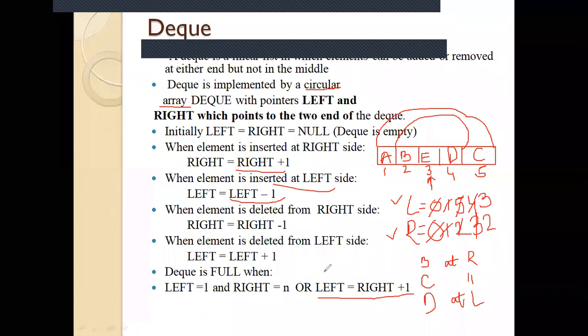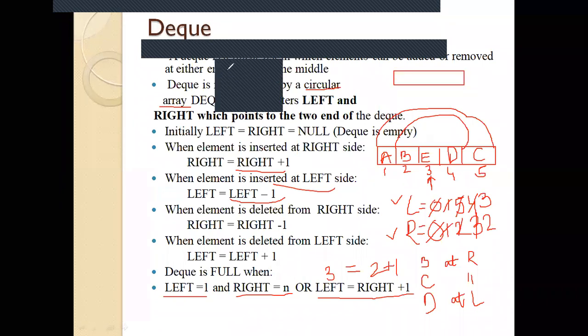Right now, what is left? Left is 3. What is right? Right is 2. Just see, right was 2, so 2 plus 1, 3 is equal to 3. Yes, that means your array is full. The other condition is when left is 1 and right is n. Then also your array would be full. For that, I will take this example. Suppose I'm taking one more array, in which I have just 3 elements. So first of all, right and left both are 0, 0.